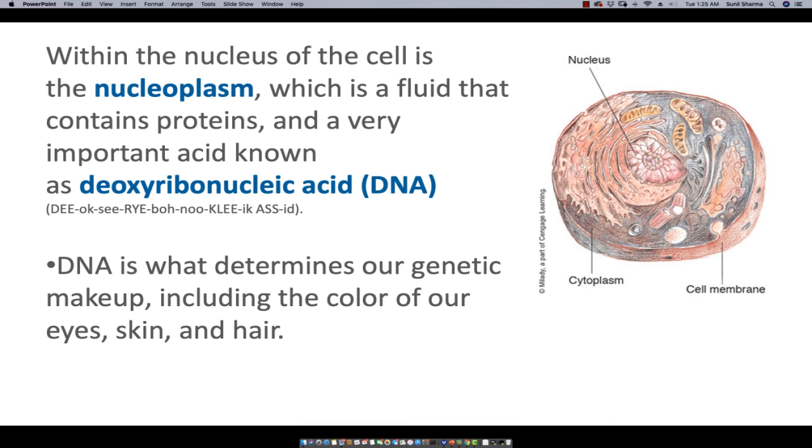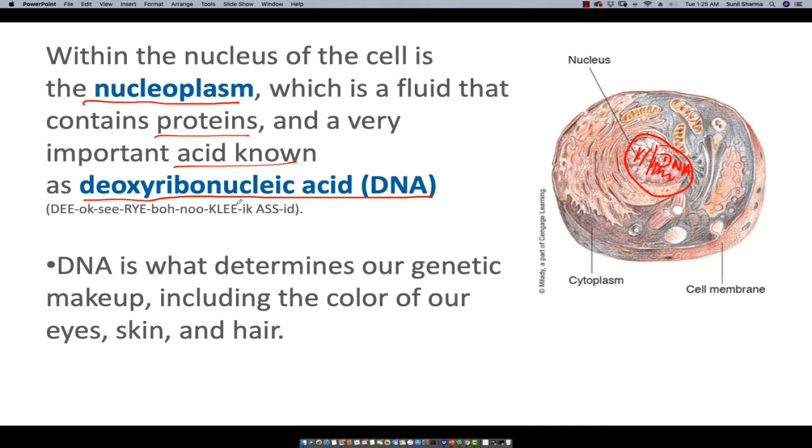Within the nucleus, we talk about nucleoplasm. So within the nucleus of the cell is the nucleoplasm, which is a fluid that contains proteins and a very important acid known as deoxyribonucleic acid. So this part, this is the control area right here. This is the control area of the whole cell. This is where the information is stored, and that's stored in the DNA.